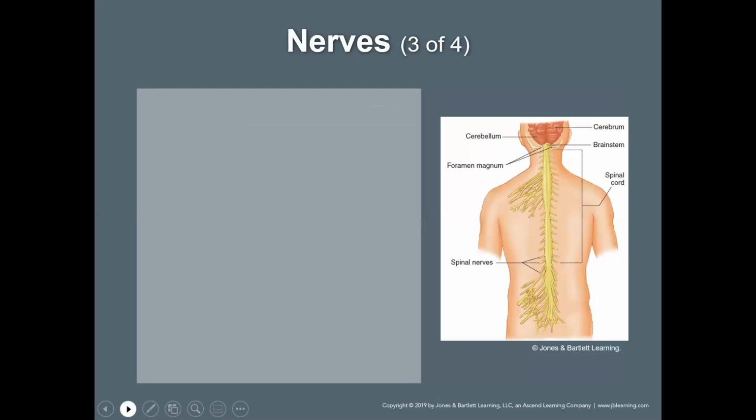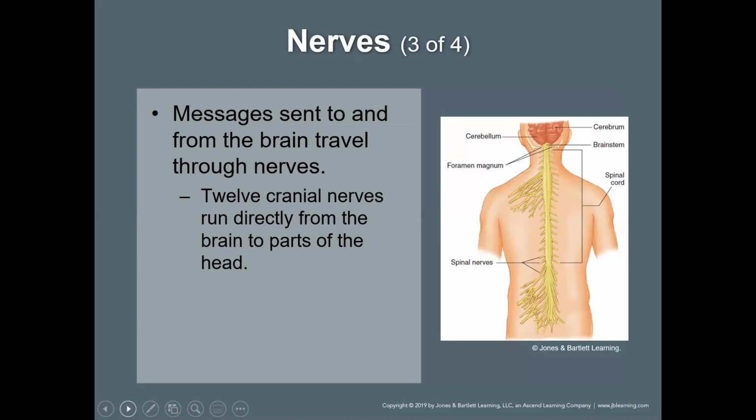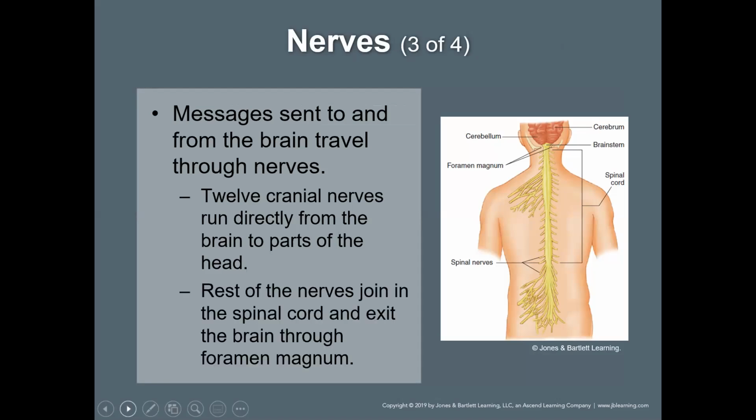All right, so nerves, messages sent to and from the brain travel through nerves. We have 12 pairs of cranial nerves that run directly from the brain to parts of the head and face and ears, nose, heart. And then the rest of the nerves join in the spinal cord and exit through the foramen magnum up here.